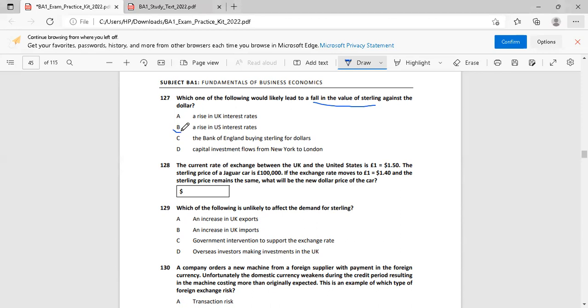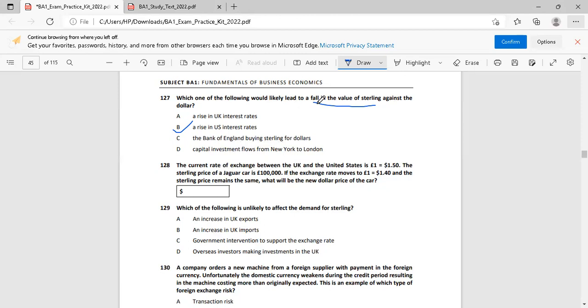The Bank of England buying sterling for dollars. Capital investment flows from New York to London. Here, the fall in the value of sterling. See, if the Bank of England is buying sterling, in that case, the demand for sterling increases. The price also should increase. See, the price should increase, but it is not so. We are discussing a fall in the value of sterling.